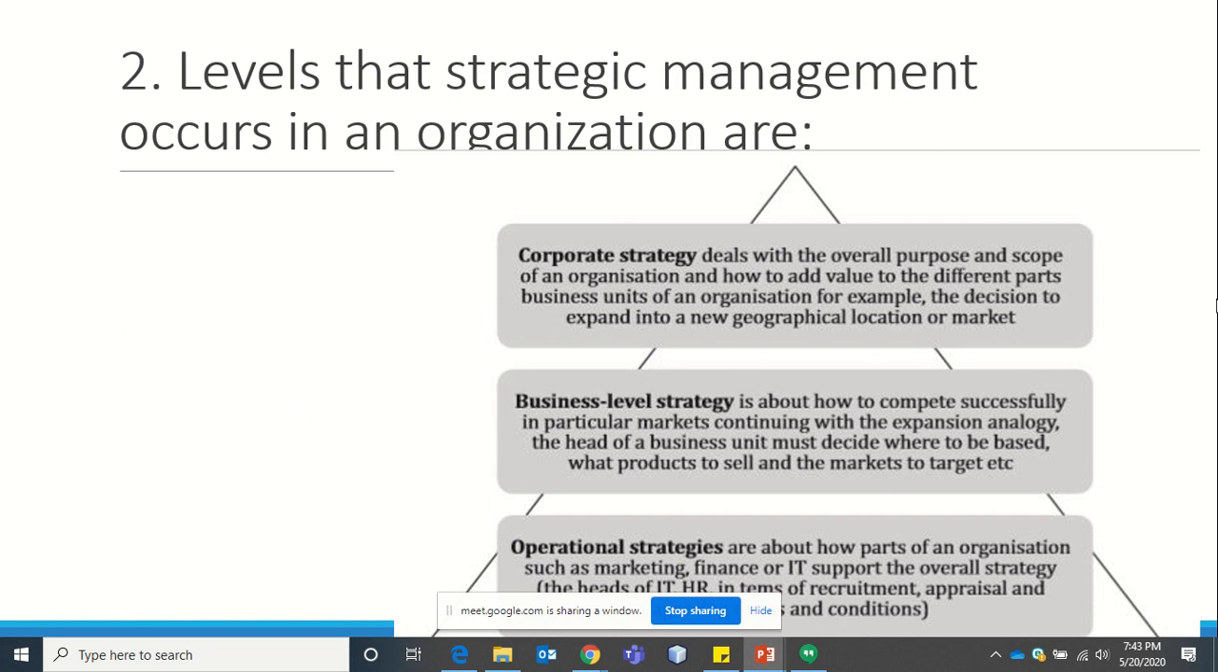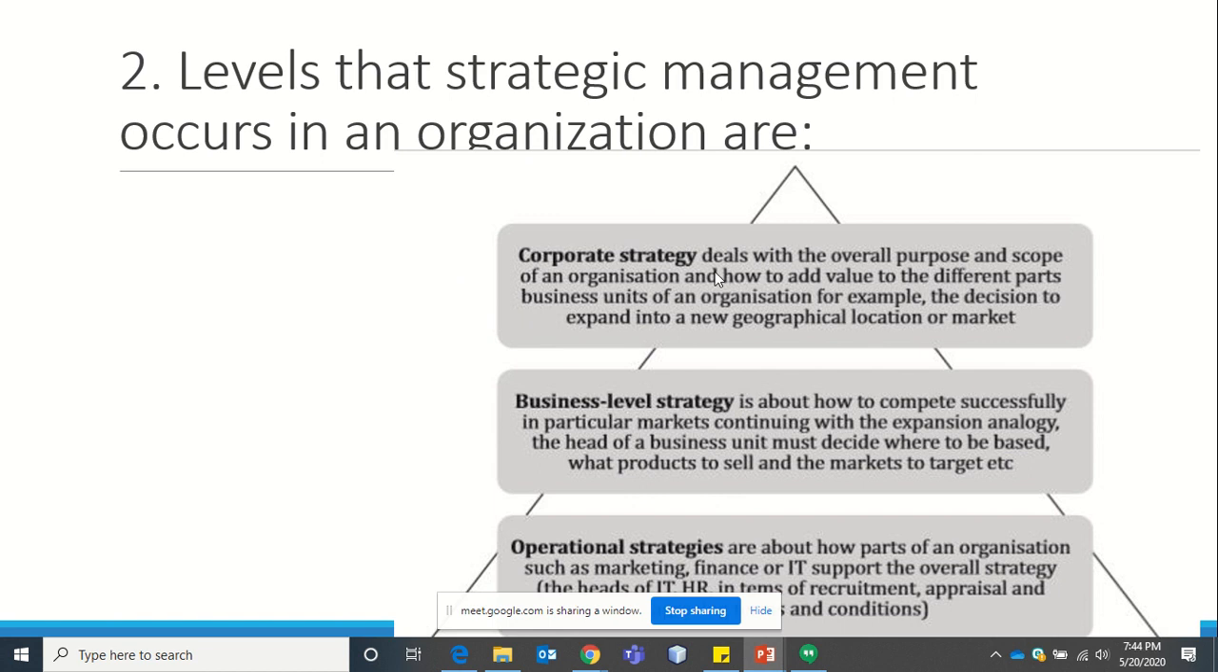Now when it comes to strategy, all three layers have to help with strategic management. Here we can see the top level people are dealing with corporate strategy, the middle level people are dealing with business level strategy, and the bottom level people are dealing with operational strategies. So these are the three levels of strategic management: corporate, business level, and operational strategy.